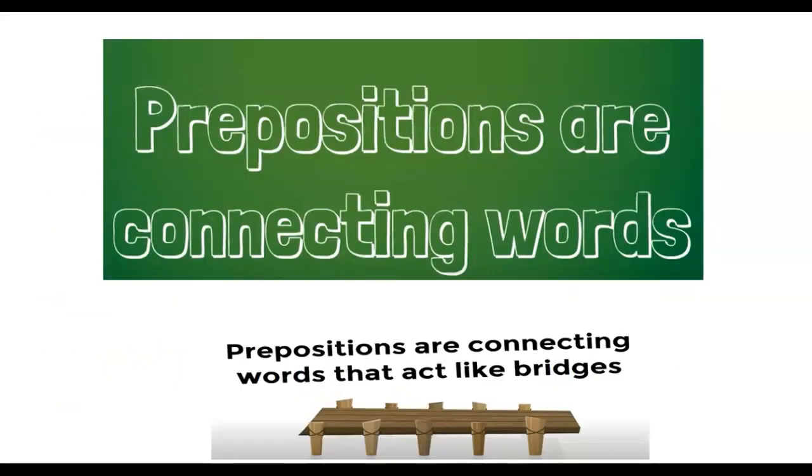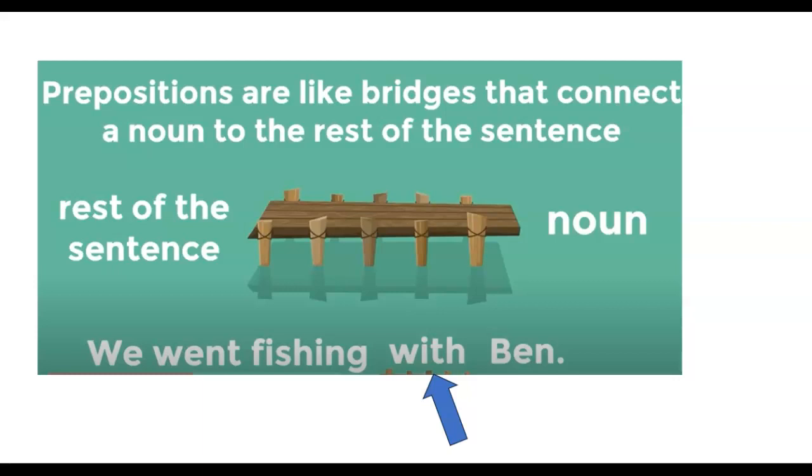So we can think about prepositions. They're really connecting words. Think about a preposition as a bridge, okay? Prepositions are like bridges that connect a noun to the rest of the sentence. So here we have a bridge right here. This would be our preposition. Over here is our noun, so this would be our person, place, thing, or animal. And here is the rest of the sentence that it would connect to.